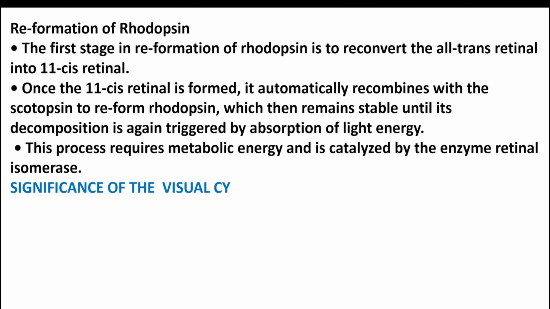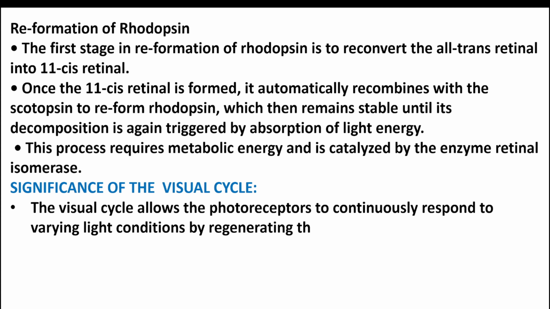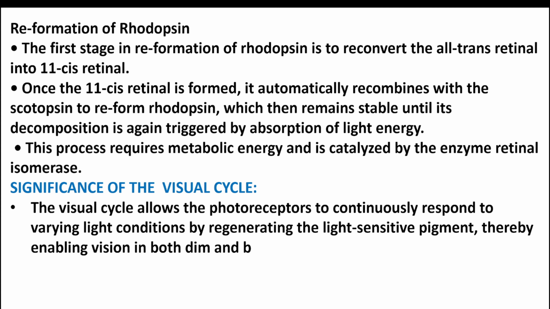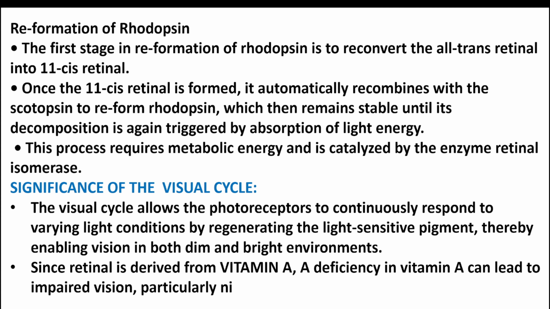Significance of the visual cycle. The visual cycle allows the photoreceptors to continuously respond to varying light conditions by regenerating the light-sensitive pigment, thereby enabling vision in both dim and bright environments. Since retinal is derived from vitamin A, a deficiency in vitamin A can lead to impaired vision, particularly night blindness, due to the inadequate regeneration of 11-cis-retinal.